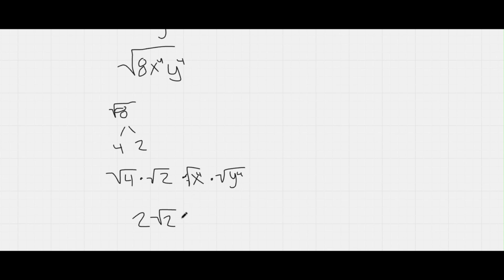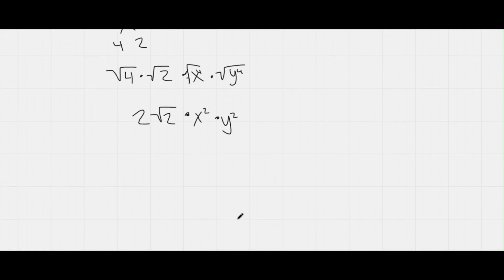Then the square root of x to the fourth power equals x squared, excuse me. So times x squared. And the square root of y to the fourth is y squared. We can traditionally put our coefficients in the front. We don't put it behind, so we write it as 2x to the second power, y to the second power, square root of 2. All right.